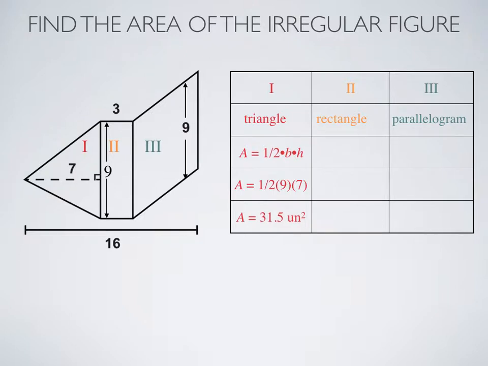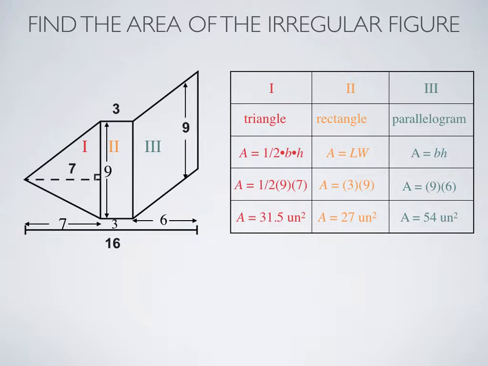Let's move on to our rectangle. Formula is very simple. It's just length times width. So I have 3 times 9, which is 27 square units. And the parallelogram, the formula is base times height. I have the base. I don't have the height right away, but if I observe my diagram, if this is 7 and that's 3, that makes 10. And 16 minus 10 is 6.